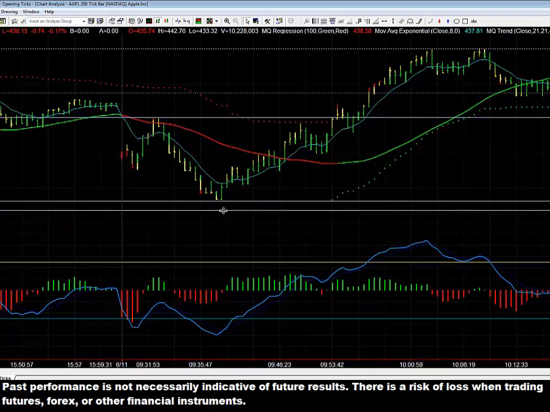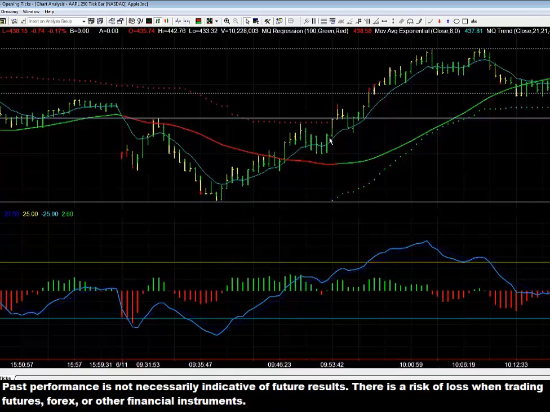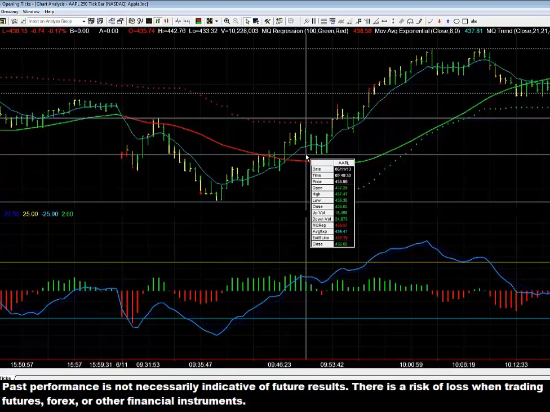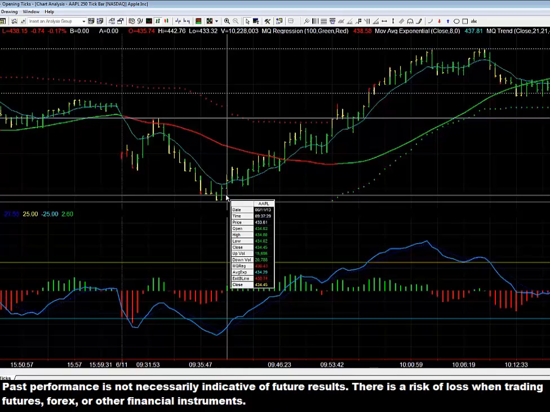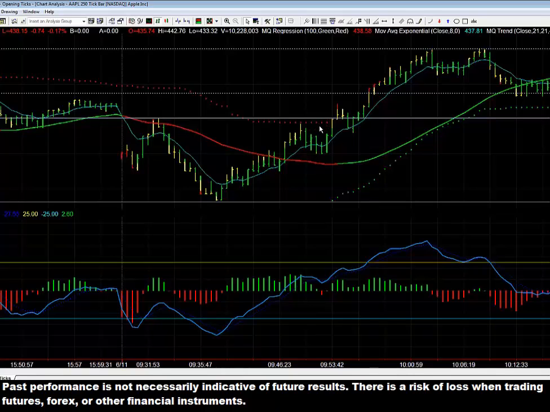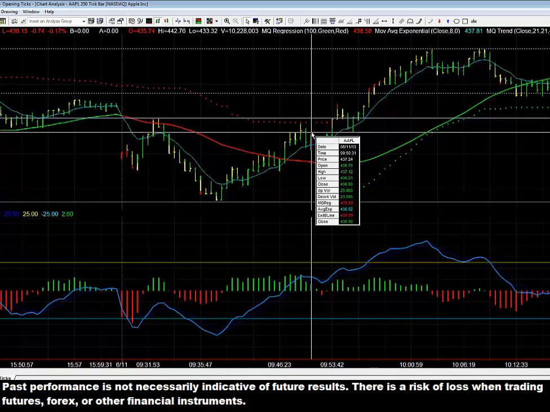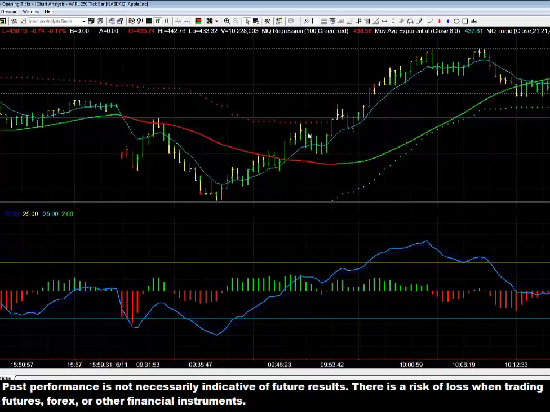So from getting long on this bar at 9:37, and getting out at this bar here at 9:49, that is about a 12-minute trade, and prices move from approximately 433.5 up to here, which is 437. Let's just say it's 437 even, because it could be anywhere along this bar. 433.5 to 437 is a $3.50 move in Apple.